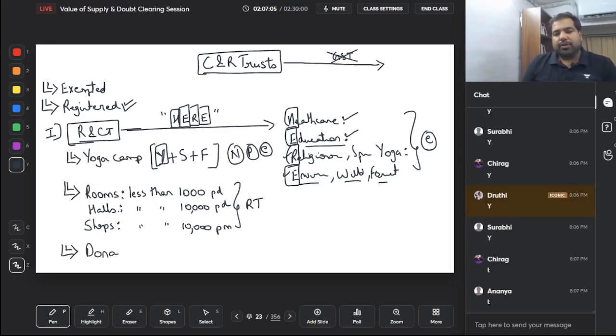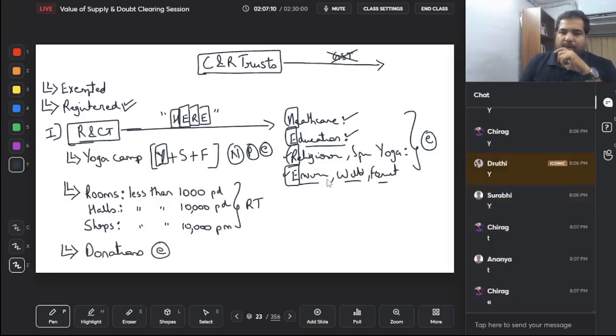Next, any donations received, guys, will that be exempt? Yes, because guys, donations have no quid pro quo, so it is not supply only, so it will be exempt.